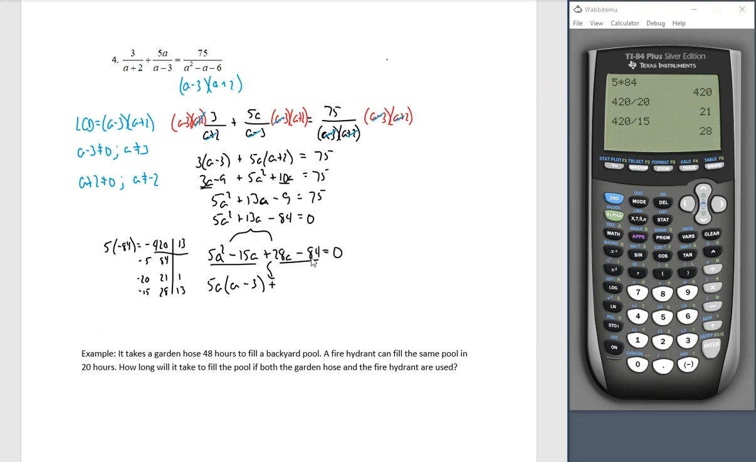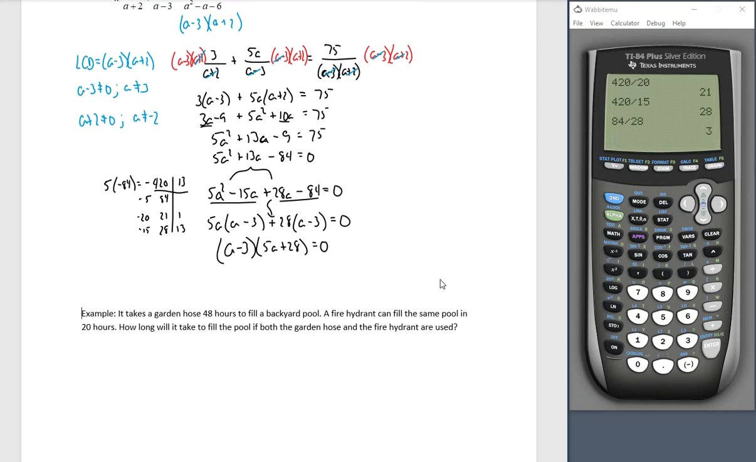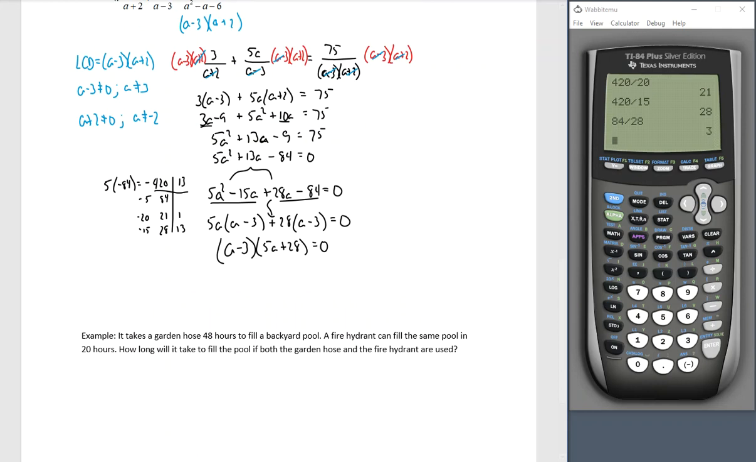28 and 84. Now I'm really hoping that 84 is divisible by 28, and I'm hoping that gives us a 3. Why a 3? Because if I factor out a 28, remember in parentheses, I really want them to be the same. So now I have a minus 3 in common, and I'm left with 5a plus 28 equals 0. Let's see, why not? Just take it a couple more lines here.